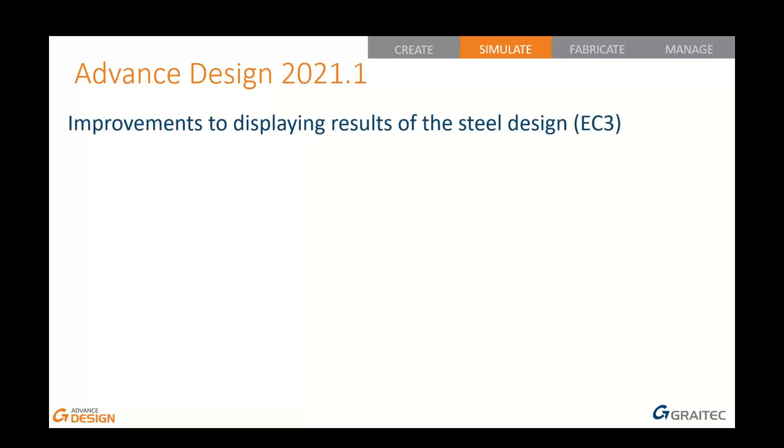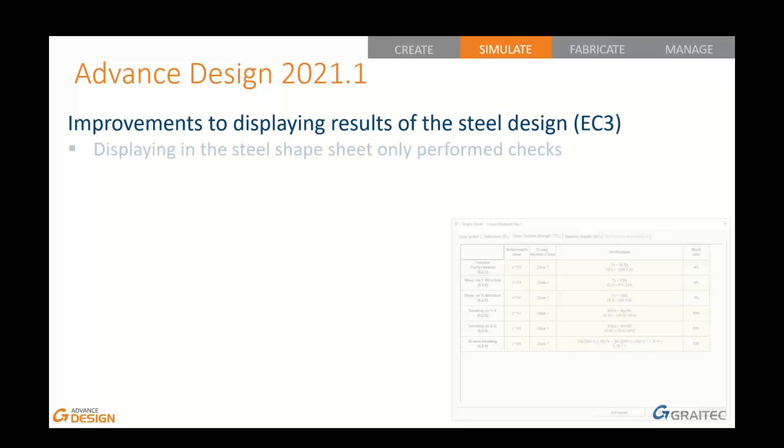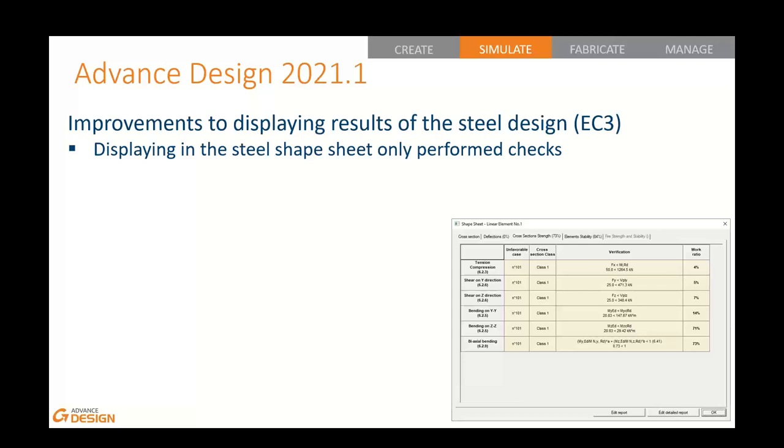Many changes have been made to the presentation of design results for steel elements, especially according to Eurocode. The first one is that now there are uniform rules for the presentation of results for individual checks. On the standard sheet, we can see only performed checks, while on the detailed one, we can see all. What does it mean? For example, when only tension or compression verification was done for some elements, only that line will be visible on the sheet, while others, if they were not done, will not be visible there. Of course, if some checks were done and failed, we will see that info there. But on the detailed sheet report, all verifications will be mentioned.